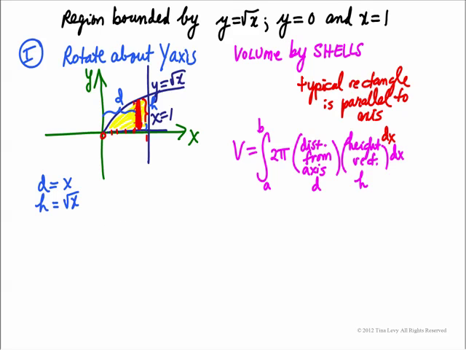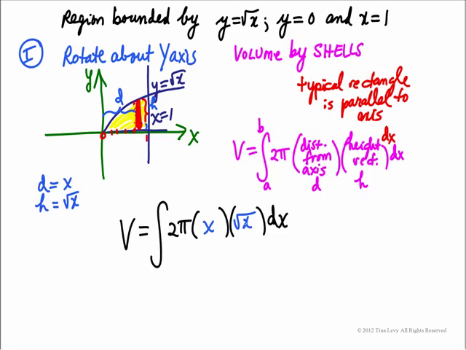Following this shortcut, I can see that the volume is 2 pi, the distance from the axis, times the length or height of the rectangle, dx. The distance is x, and the length of the rectangle is the y value, which is square root of x, and we had subdivided from 0 to 1. And I know I can finish this and work that through.